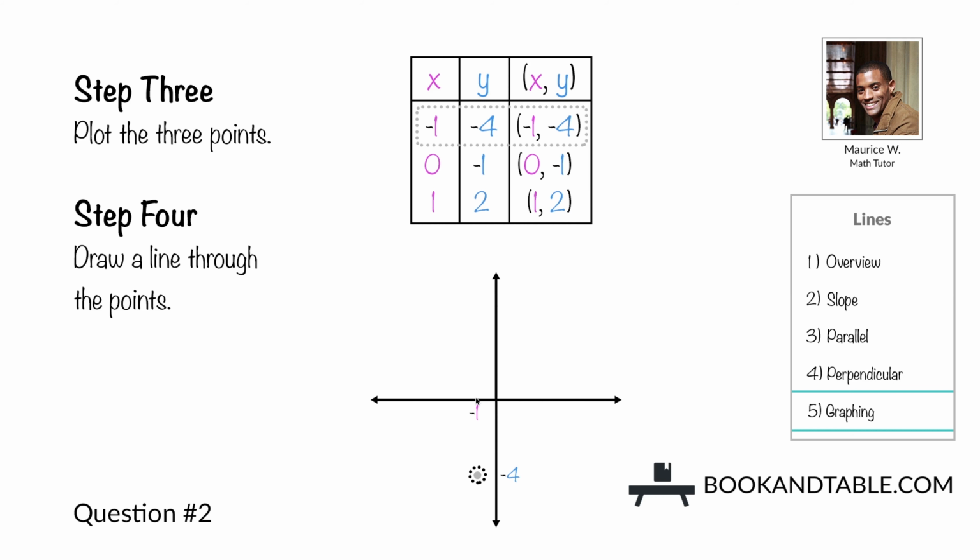So we'll go to negative 1, negative 4, plot that point. 0, negative 1, plot that point. And then 1, 2, plot that point. And now once you've plotted the 3 points, you want to draw a line straight through the 3 points to give you the sketch of y is equal to 3x minus 1.